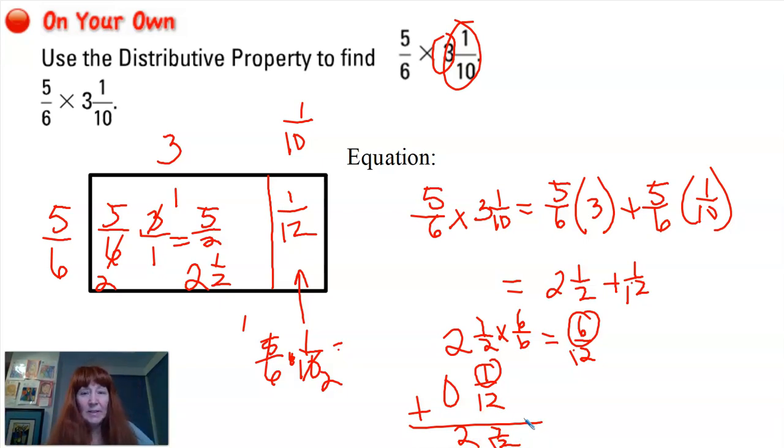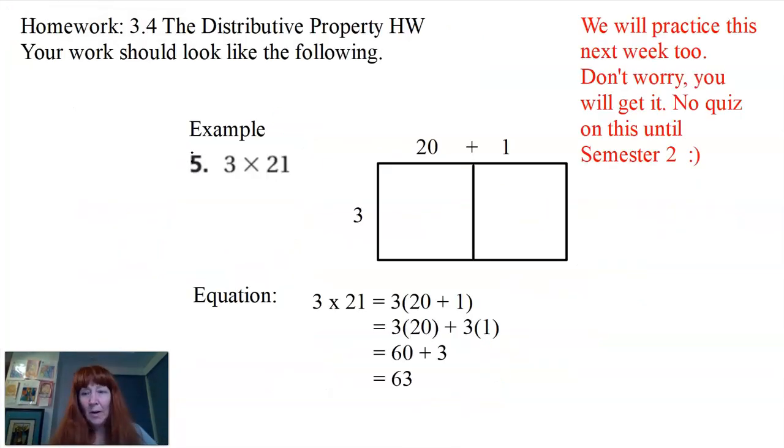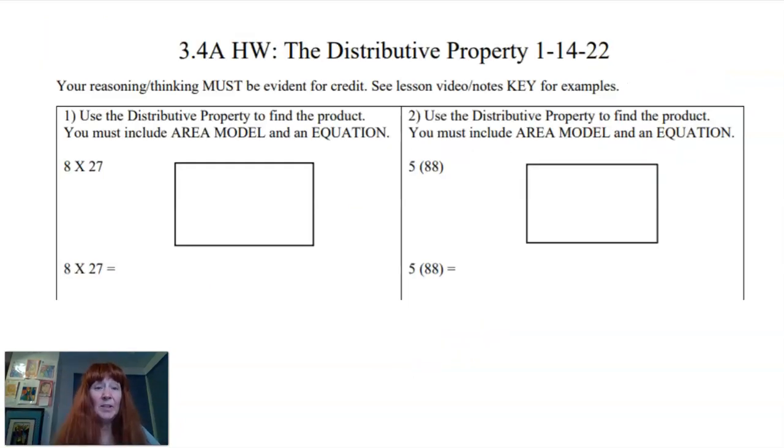I know this video has gone a little bit long, but there was a lot to show you today. I want to show you what your homework looks like. I want to make sure that you can pause the video and use this as an example for how I want you to write out the homework that I'll be checking next week. And so these are the ones that you have.